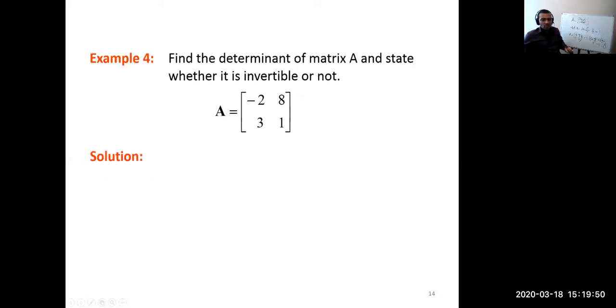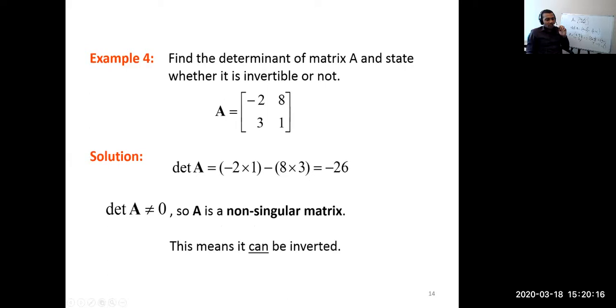Right, so you need to identify if this matrix is invertible or not. So what do you do? You multiply 2 times minus 2 times 1, and then subtract 3 times 8 from that, and that gives us the answer that you see in here. Our answer on our screen is minus 26. After we've identified that minus 26 is not equal to 0, this is a non-singular matrix. So it means that it can be inverted.